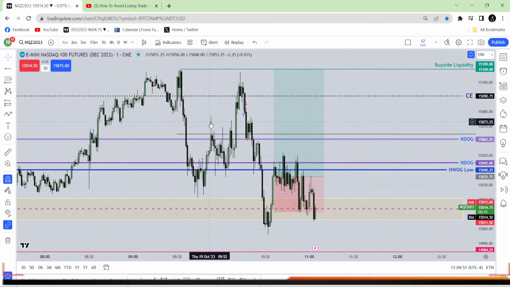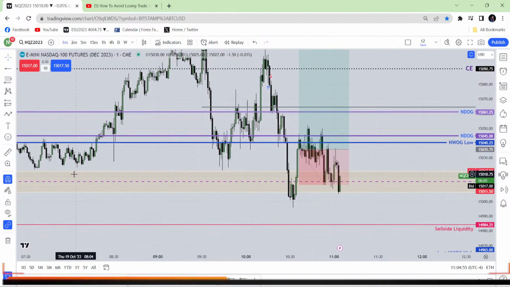Why? What has made me confident? I saw this clear sell side liquidity. I removed the sell side liquidity. Actually, let me mark that again.